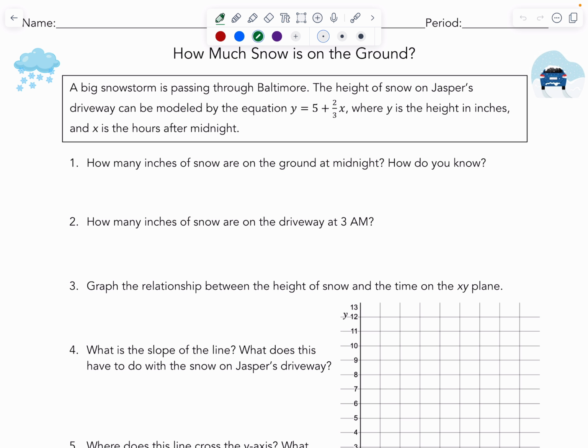How do you know? Okay, so go ahead and pause the video. At midnight, it's 5 inches, because that's the starting value. So that is when x is equal to 0. Okay, how many inches of snow are in the driveway at 3 a.m.? So go ahead and pause the video. Okay, so at 3 a.m., x is equal to 3. So that means that I have 5 plus 2/3 times 3, which is 7 inches.